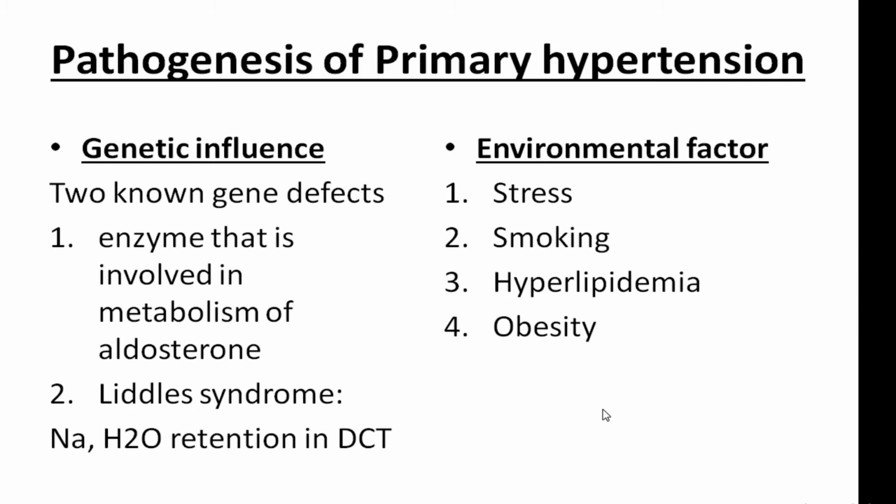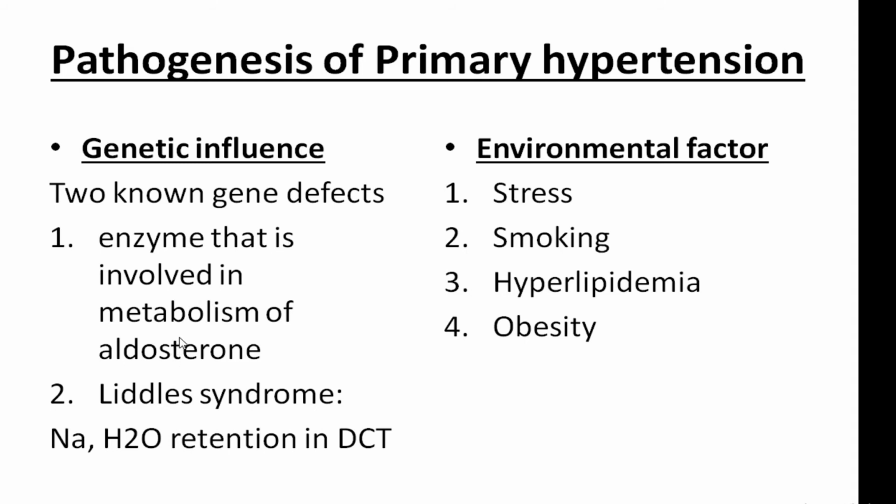Let's get to the pathogenesis of primary hypertension. Pathogenically, if we study, there are two main causes that cause primary hypertension. One is genetic influence, and the second one is environmental factors. For genetic influence, there are two known gene defects that cause primary hypertension. The first one is the enzyme that is involved in the metabolism of aldosterone.